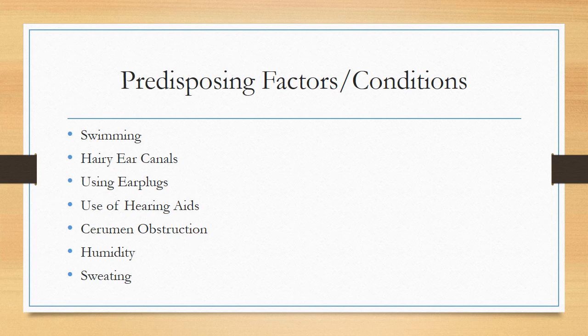There are many predisposing factors or conditions that will enhance the likelihood that this condition will develop. If an individual has especially hairy ear canals, or if they are prone to cerumen obstructions. Of course, swimming, humidity, sweating, anything where moisture can build up in the ear, and anything that would cause moisture to remain in the ear, such as with the use of a hearing aid or earplugs.